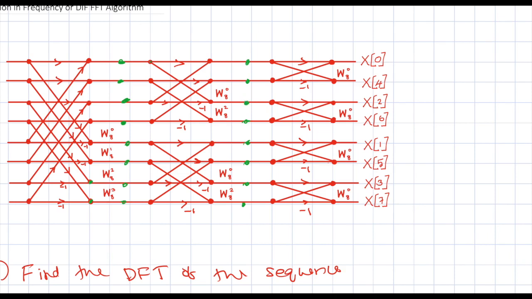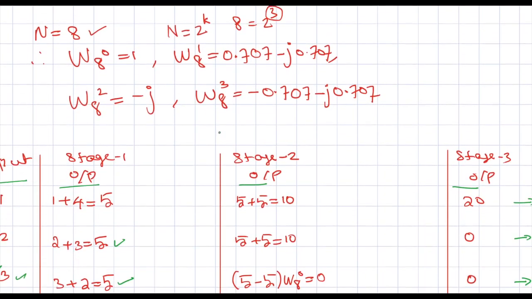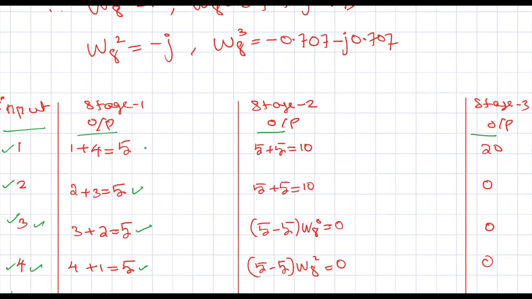You have to take the value at this point, that is the first line, then you subtract the value at this point, then you multiply with W80, and similarly you multiply the value at this point with W8 square. So that is what is written over here. So you take this value and add this one, so you get 10. You take this 5 and this 5, you get 10.